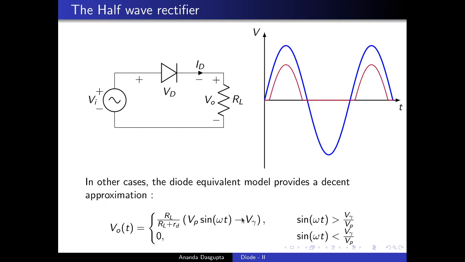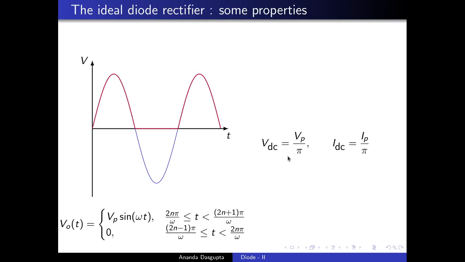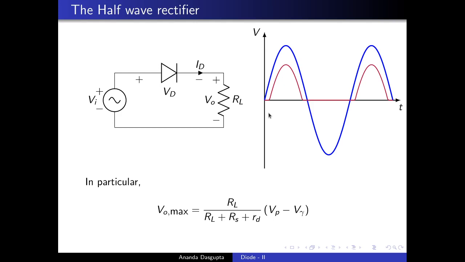minus V gamma. So there's a V gamma drop across the battery. You take that out and you get Vp sine omega t minus V gamma is the voltage drop in the small rd and capital RL combination. Capital RL gets RL by capital RL plus rd part of that. This happens of course when sine omega t exceeds V gamma by Vp. That is when you have a forward bias input, sufficient forward bias to overcome the V gamma.